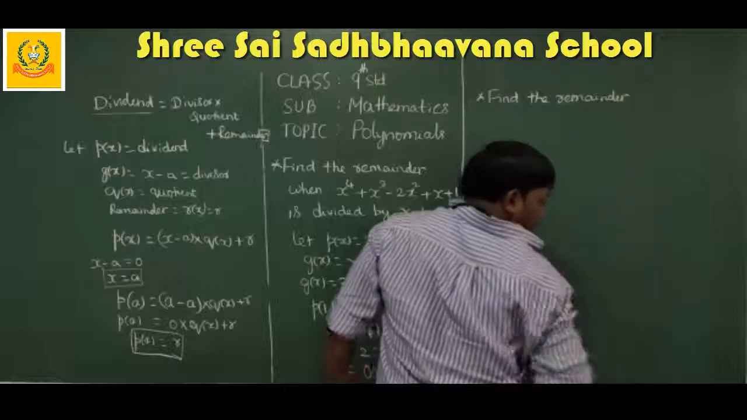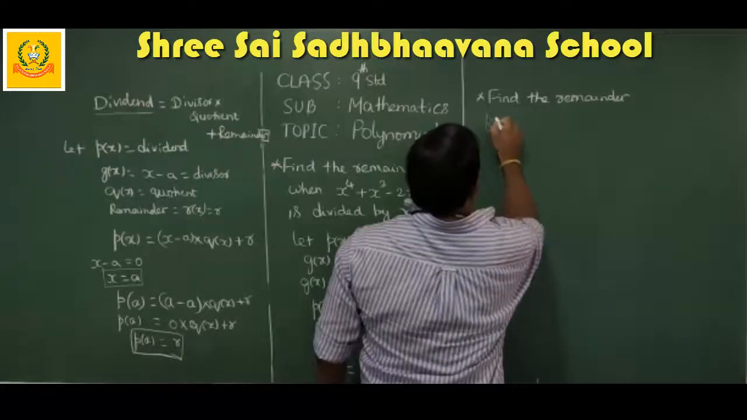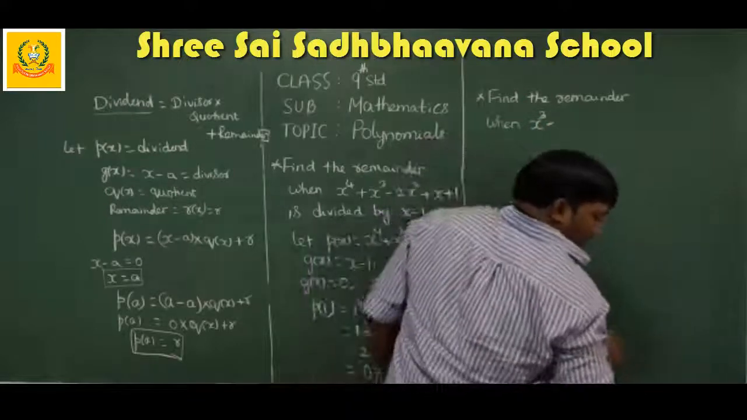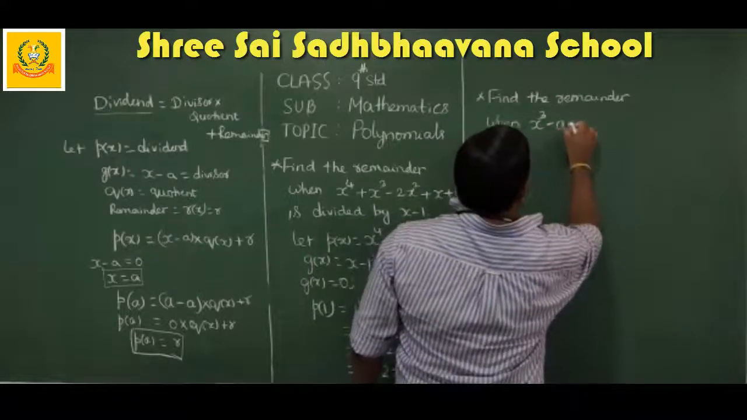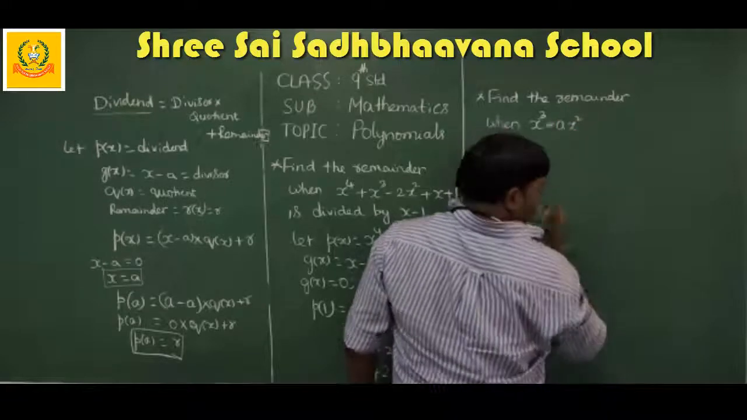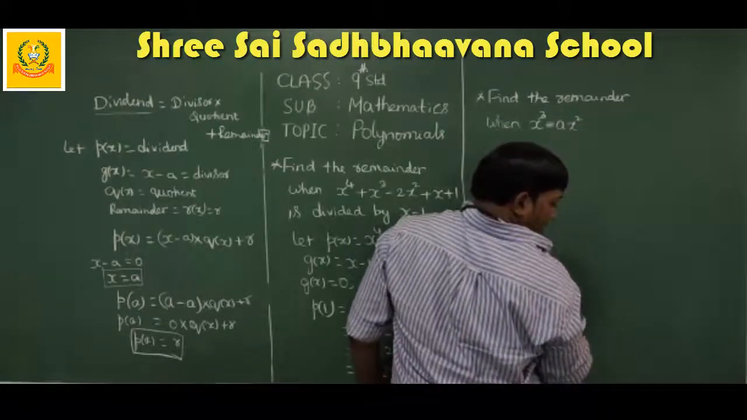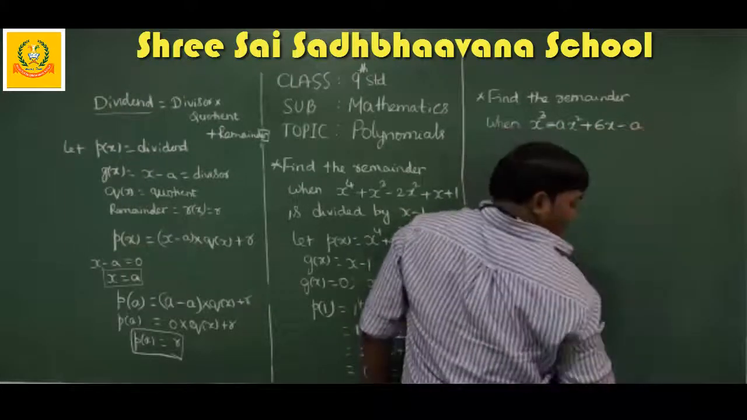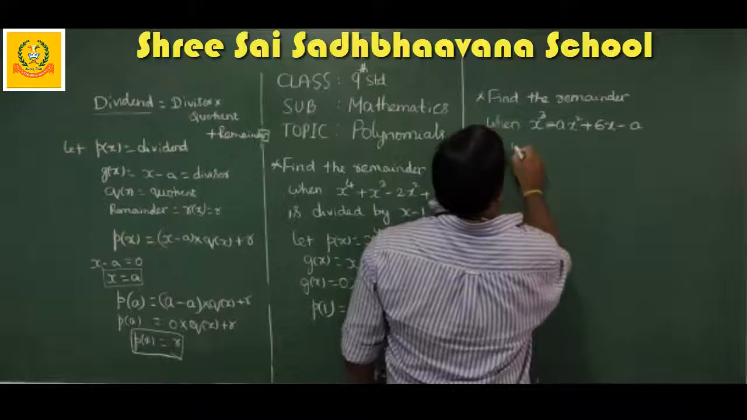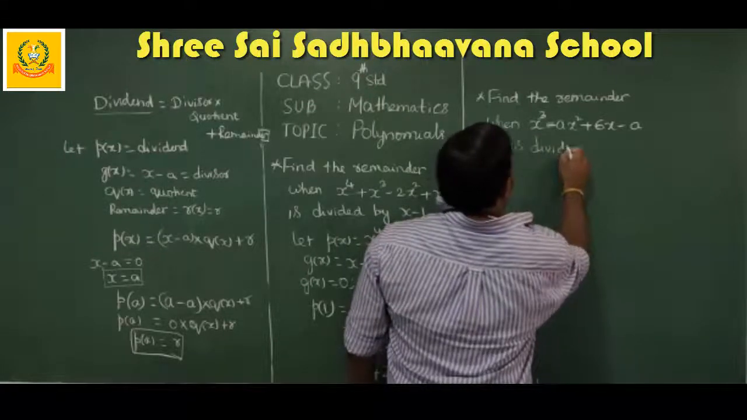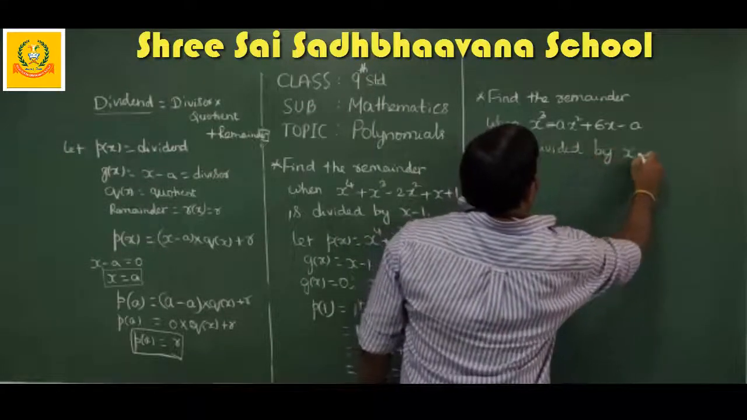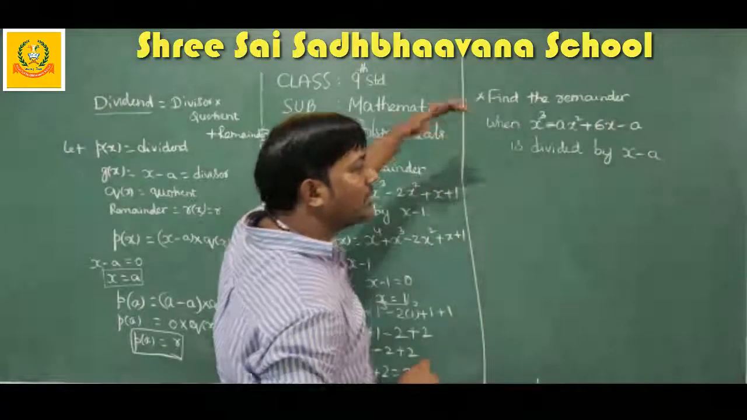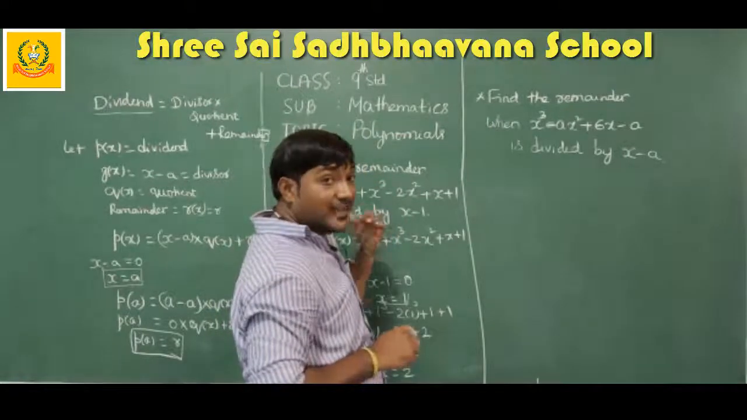Find the remainder when x cube minus ax square plus 6x minus a is divided by x minus a. So see, this procedure that I followed for the last sum, we are going to follow the same procedure here.